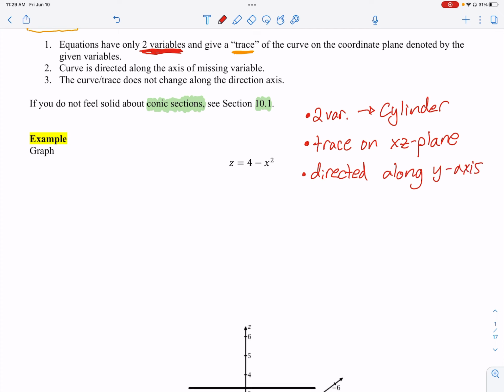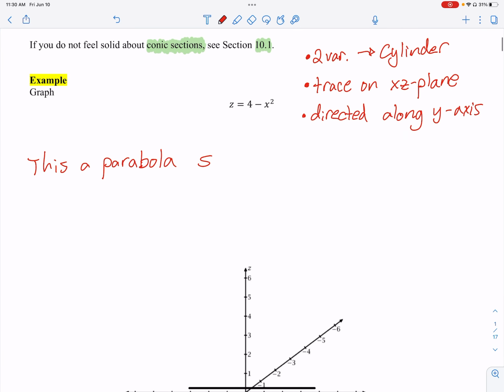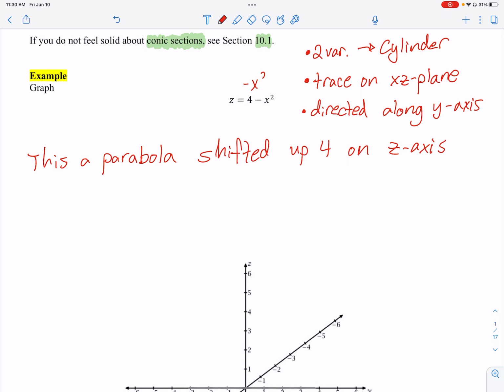Couple other notes. If you can't tell, this is a parabola, right? There's a z to the first power and then x to the second, just like y and x. This is a parabola shifted. Shifted up 4 on the z-axis, just like if it was a y, right? That's what that plus 4 does. You can even think about it this way if you're more comfortable with it: moved 4. And then it opens towards the negative z-axis.